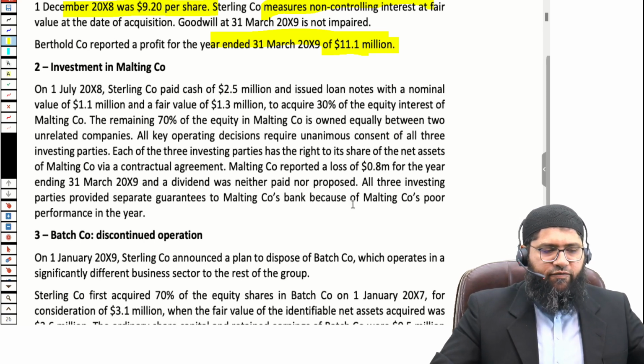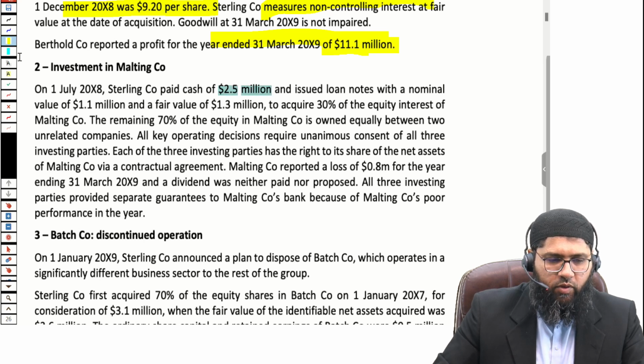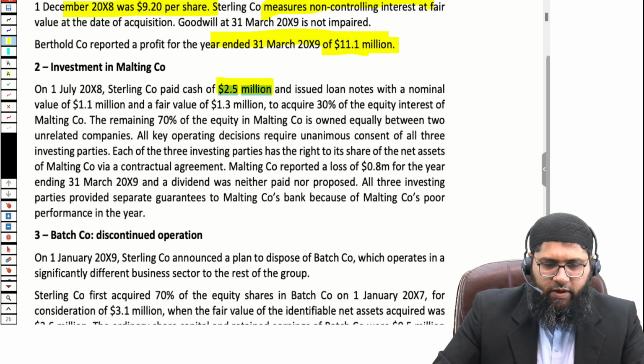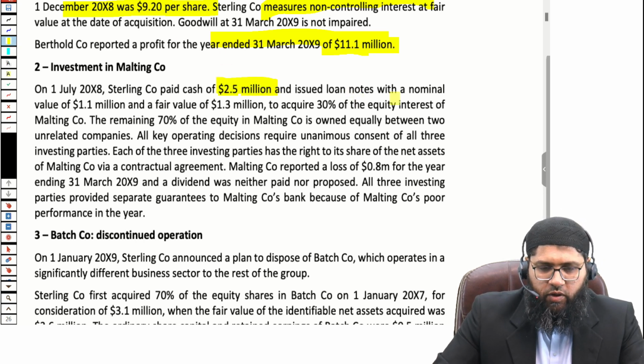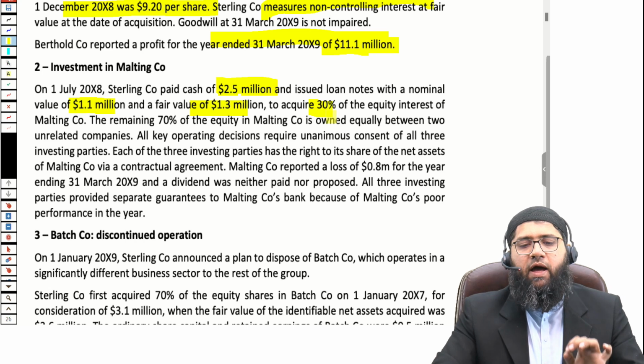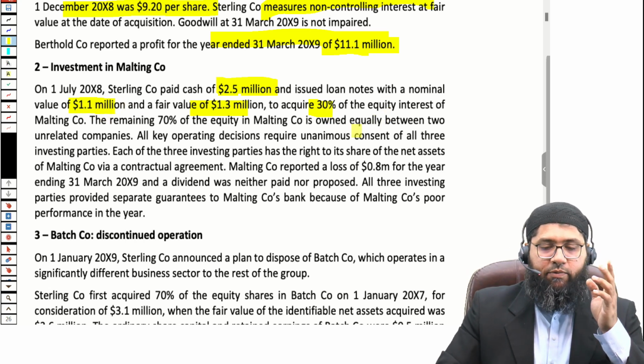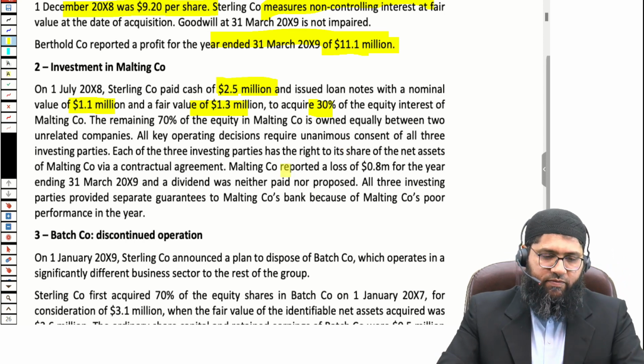Okay, let's just start off. It says on 1st July 2008, Sterling Company paid cash of 2.5 million and issued loan notes with a nominal value of 1.1 million and a fair value of 1.3 million to acquire 30% of the equity interest of Malting Company. The remaining 70% is owned equally between two unrelated companies.